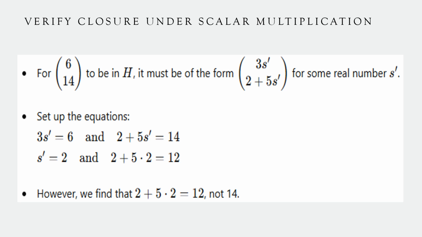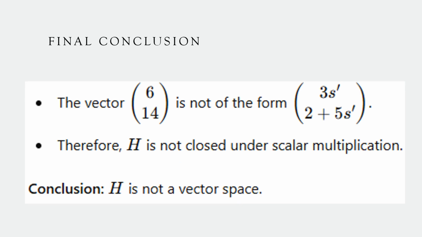So in this situation, what we find out in our conclusion is that the vector (6, 14) is not of the form (3s, 2 + 5s). Therefore, H is not closed under scalar multiplication. So our conclusion is that H is not a vector space.